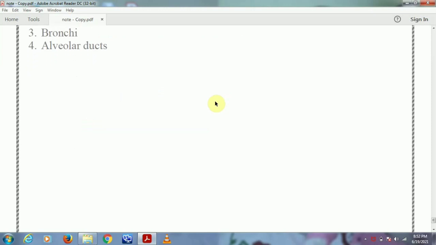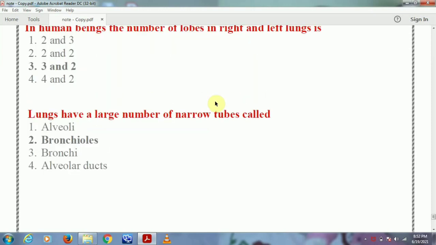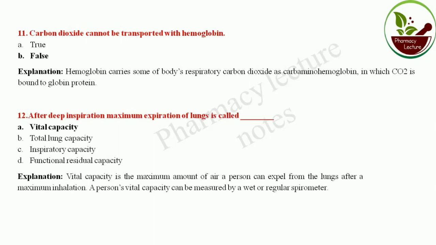So this is the overall idea about your respiratory questions, MCQ. Another question: carbon dioxide cannot be transported with hemoglobin. That is false. Carbon dioxide is transported with hemoglobin. The heme part carries oxygen, the globin part, the protein part, carries carbon dioxide. So carbon dioxide is carried or transported through hemoglobin.